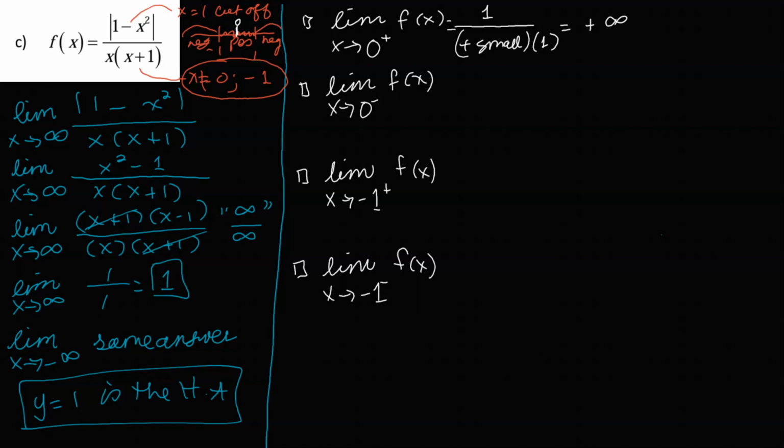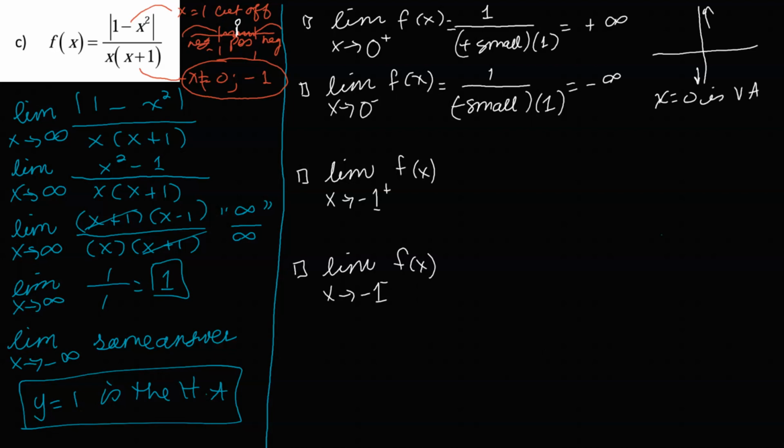So we know that when x is approaching 0 from the right, our function goes to positive infinity. And then when x is approaching 0 from the left, again, the numerator is going to be 1. The denominator is going to be negative small multiplied by 1, which is going to be negative infinity. So we can see the behavior of the function near 0. When x is approaching 0 from the right, it goes up. When x is approaching 0 from the left, it goes down. So we say that x equal to 0 is a vertical asymptote. Okay, that's the definition of vertical asymptote.